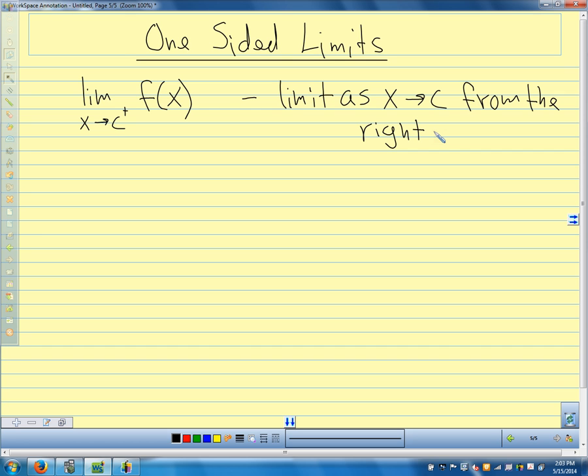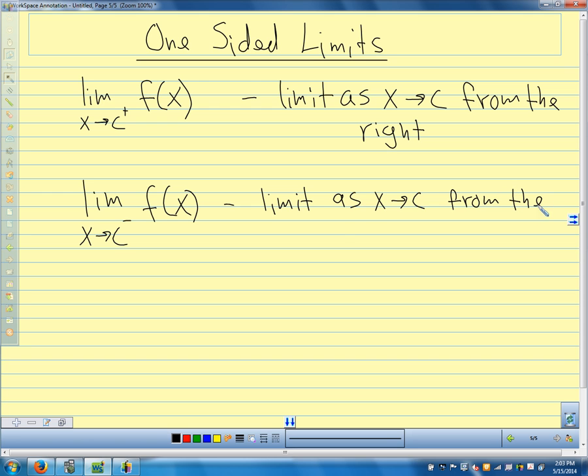So we're coming from over on this side, and x is approaching c from this direction. And we're going to talk about a limit coming from the other direction. x approaches c, and I'm going to put a minus sign there, of f of x. And that's the limit as x approaches c from the left.